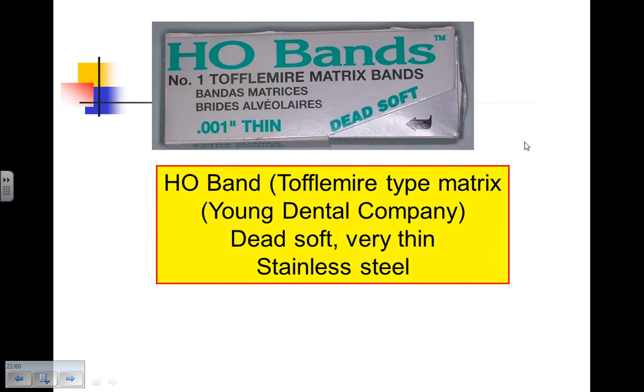Here we are looking at a Hawe band. It is a dead soft metal matrix, 0.001 inch thin. It's what we can use for MOD posterior composites, DO or MO composites, as long as we can apply the matrix.